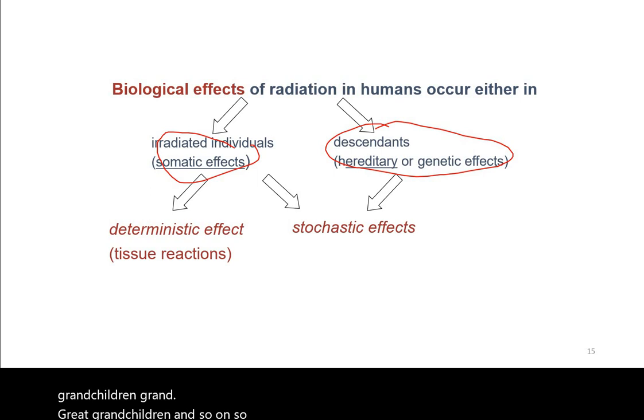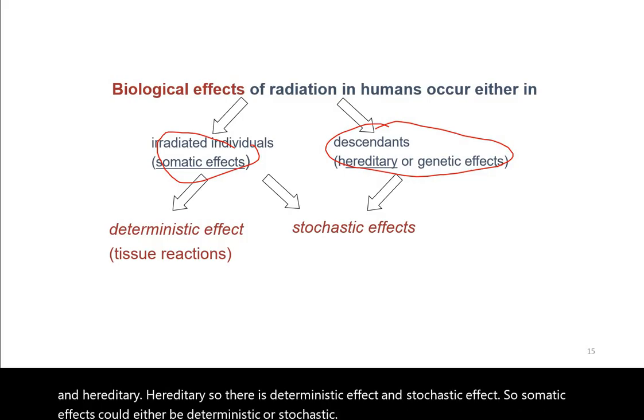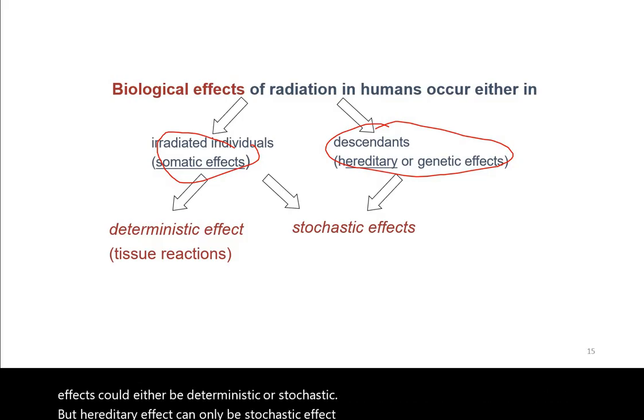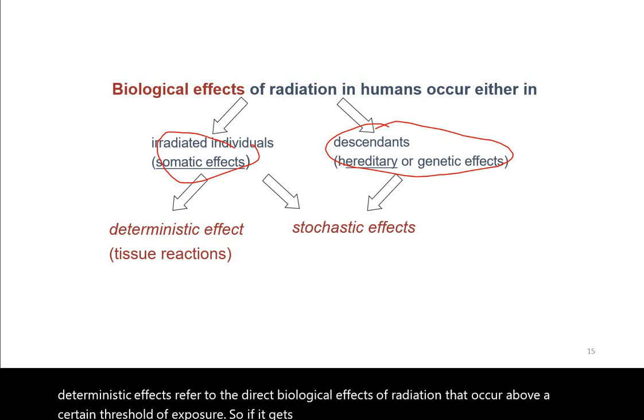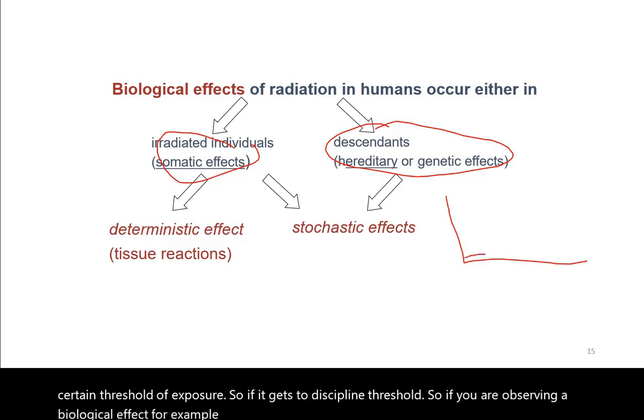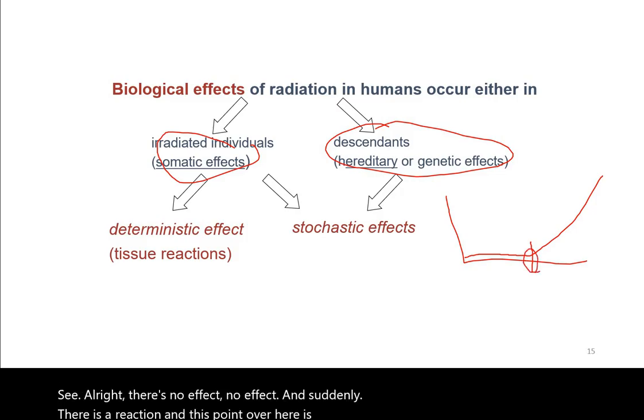So now there are two different types of effects, for somatic and hereditary: deterministic effect and stochastic effect. Somatic effects could either be deterministic or stochastic, but hereditary effects can only be stochastic. So what are deterministic effects? Deterministic effects refer to the direct biological effects of radiation that occur above a certain threshold of exposure. So if you are observing a biological effect, for example, and you see there's no effect, and suddenly there is a reaction, this point over here is called the threshold value.